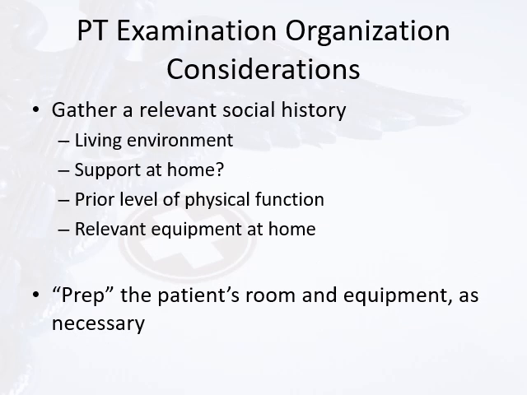Once you've established that the patient can communicate with you effectively and that their cognition is reliable enough that you can trust to a certain extent what they're telling you, it's time to get a good social history. So find out what their living environment is like. Is it a 1-story or 2-story home? Do they have steps to enter? Do they have support at home?